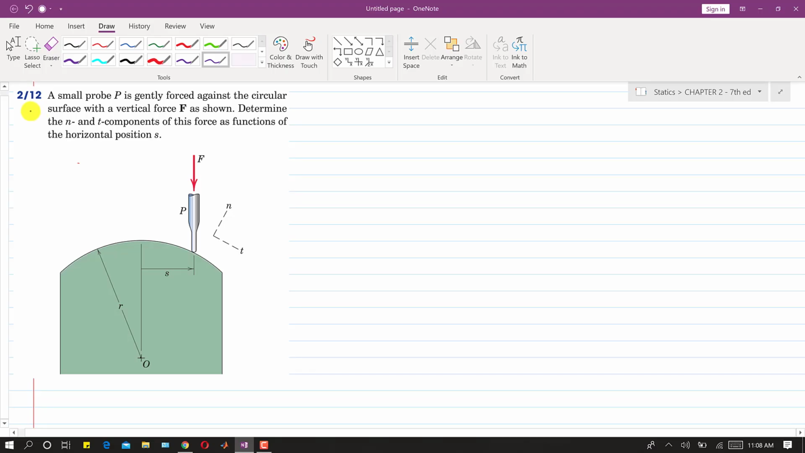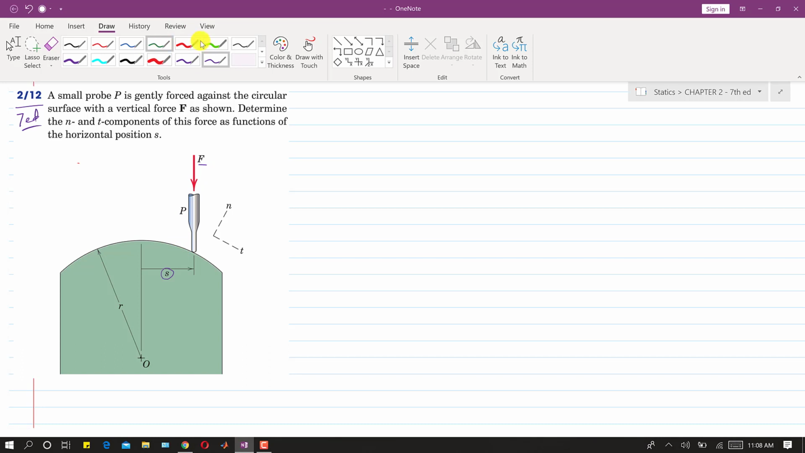Now today we are going to solve this problem 212. It is from 7th edition. A small probe P is gently forced against the circular surface, with the vertical force F as shown. We need to determine the N and T components of this force as a function of the horizontal position S, right?